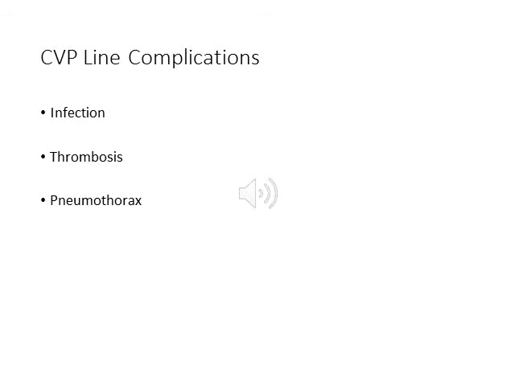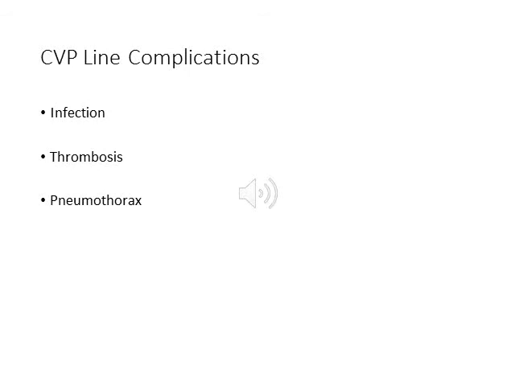Thrombosis. A thrombus may form as a thin layer of fibrin over the tip, or it can be a large clot over the tip. You'll see loss of a waveform. You may have inability to infuse or withdraw blood, which may be an indication that you have a thrombus. This must be reported immediately as the patient is at risk for pulmonary emboli.